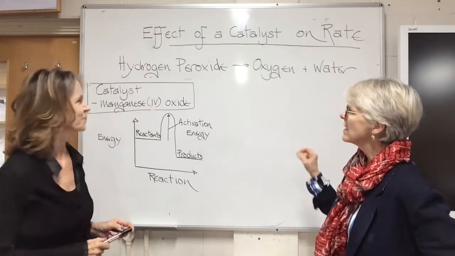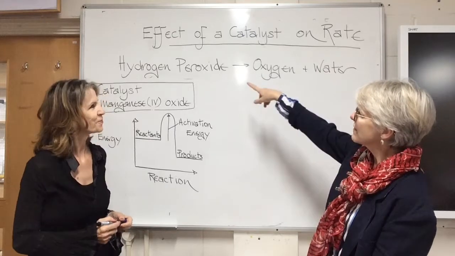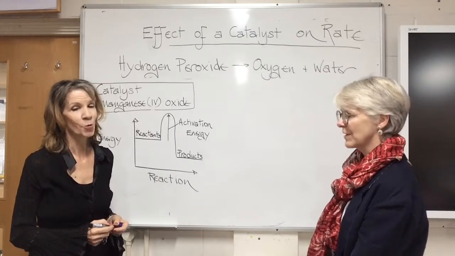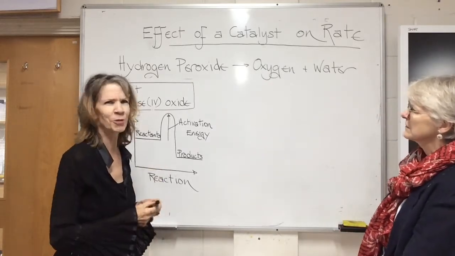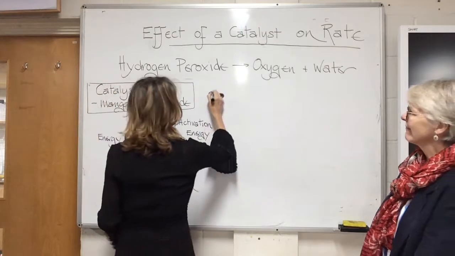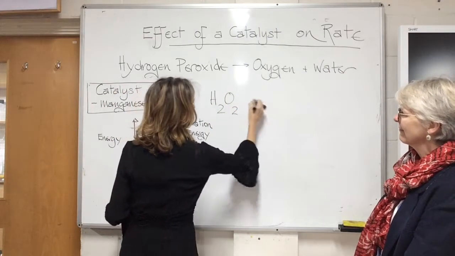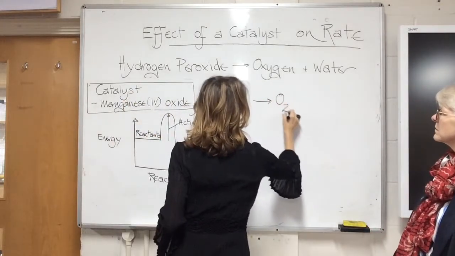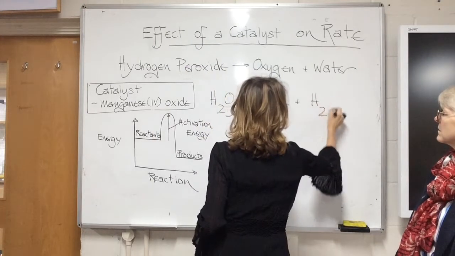Manganese(IV) oxide. Right, Miss McLaren, could you write the chemical equation for this reaction, hydrogen peroxide forming oxygen and water? With pleasure, Dr. Bourne. Hydrogen peroxide, I use a lot of that with my hair. So we have hydrogen peroxide. It's a bit like water, but it's got an extra oxygen. And then it breaks down. Oxygen is a diatomic molecule. And then we have water, which is H2O.